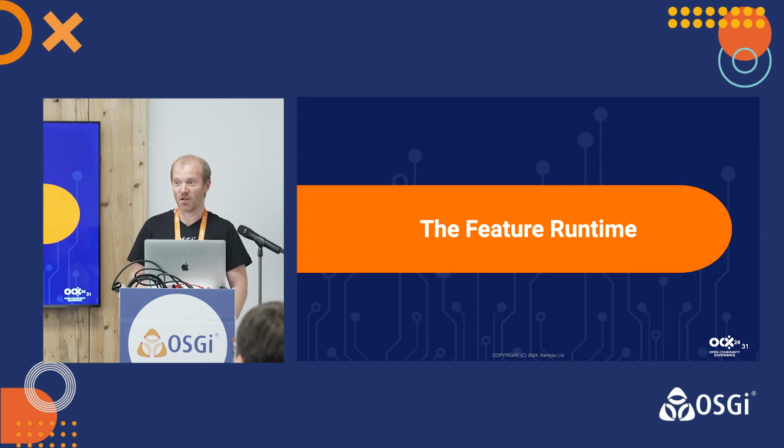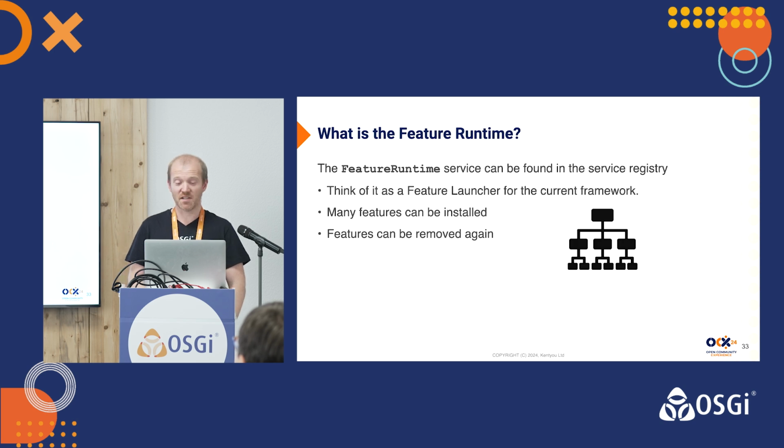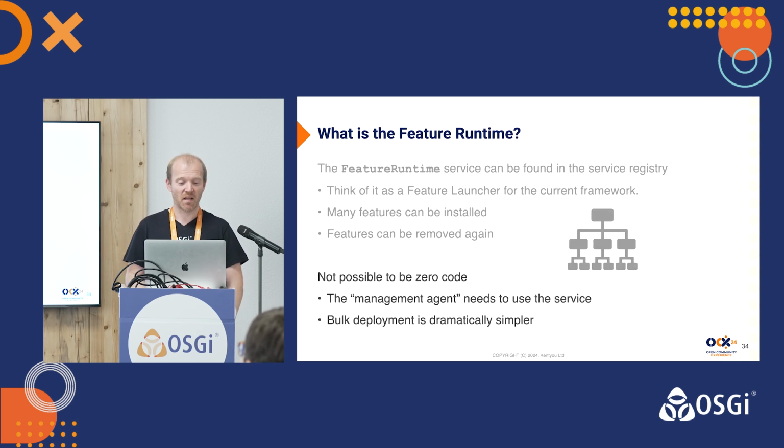And this is where we come across the feature runtime. The feature runtime is a service that you will find in the service registry, and you can think of it as a bit like a feature launcher, but that acts on the current framework. So rather than creating a new framework for you, it's going to actually make changes in the running OSGi framework that it's part of. You can install as many features as you like. You can remove them again.